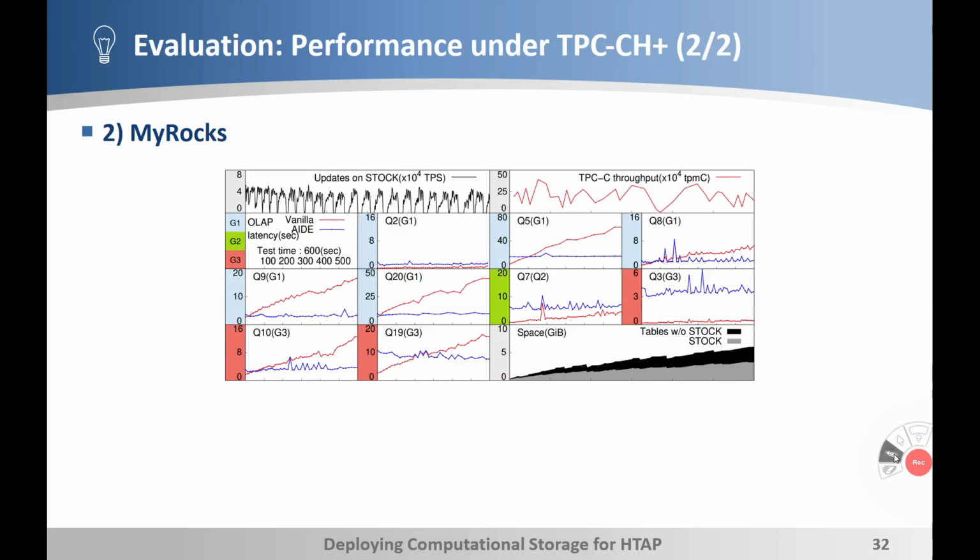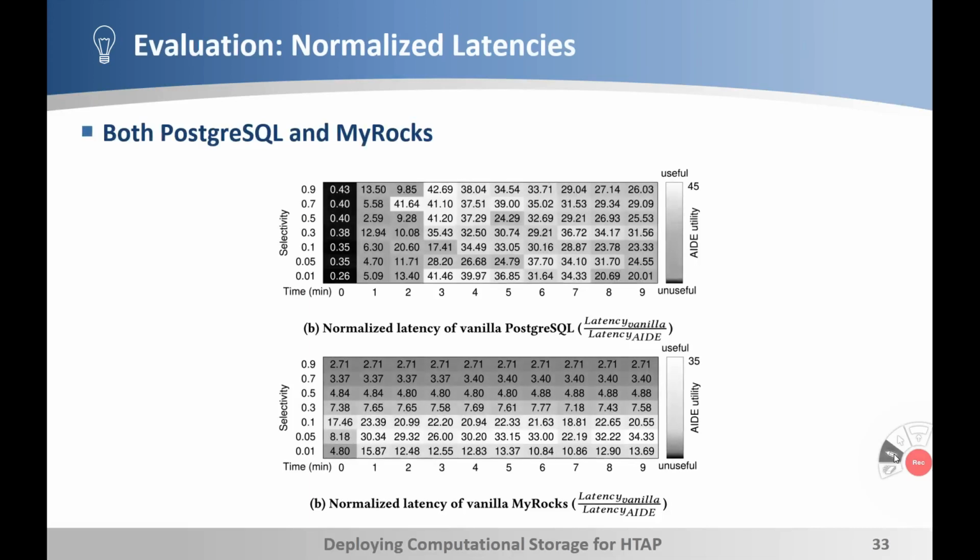And the results on MyRocks are similar to PostgreSQL. The general tendency we observe is that ISP time stays almost the same. However, as selectivity becomes higher, AID-enabled engines get more result tuples from ISP and thus take longer to complete the post-processing. This is why the normalized latency shows a fall when selectivity increases.